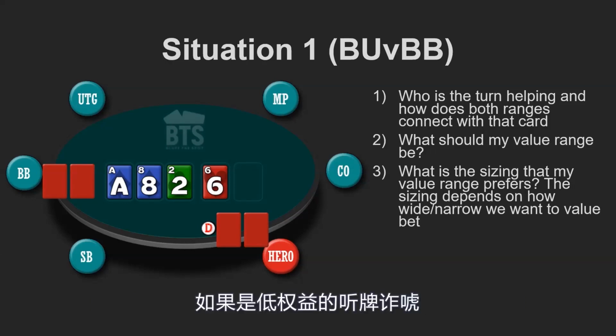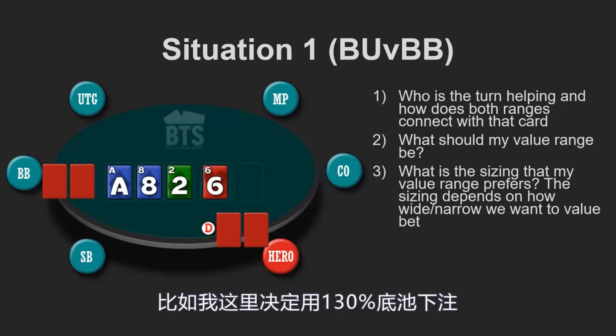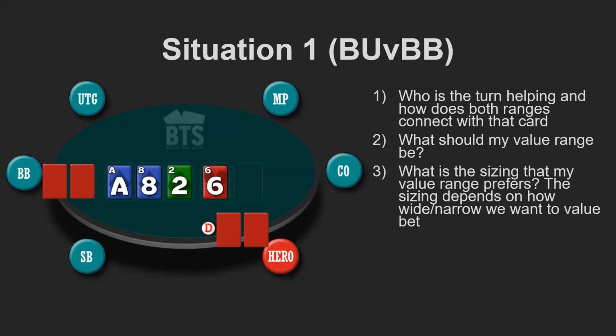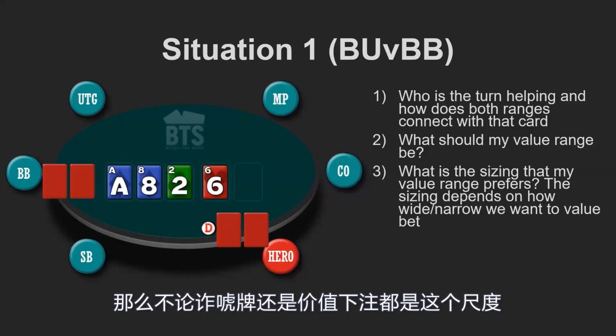And you're asking, how do you pick them and what size do they prefer? I would bet the same size that my entire betting range is betting. So if I choose 130% sizing, then I would bet my bluffs and my value range to that sizing.